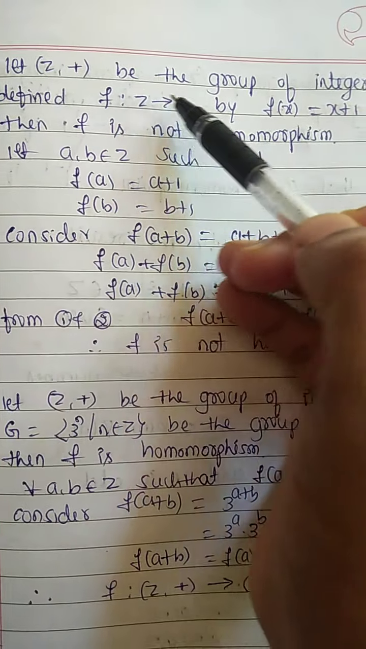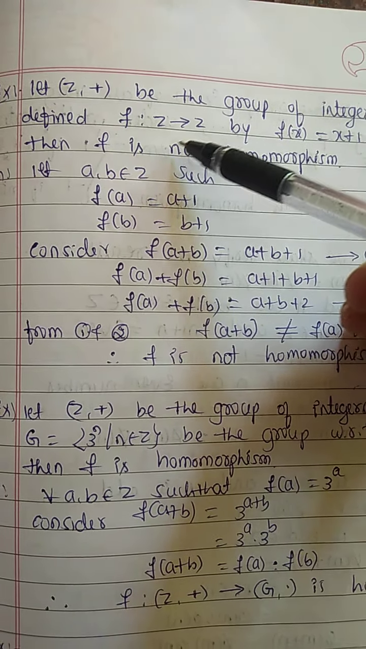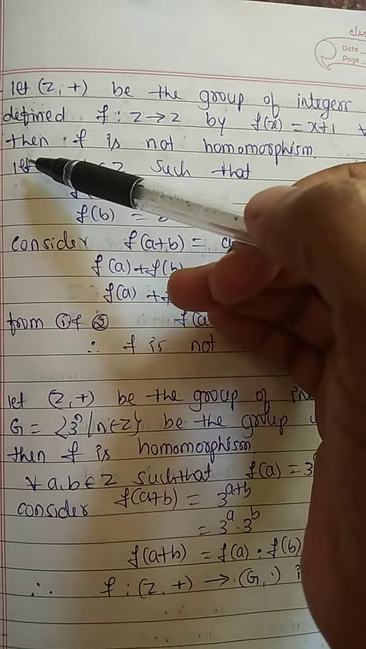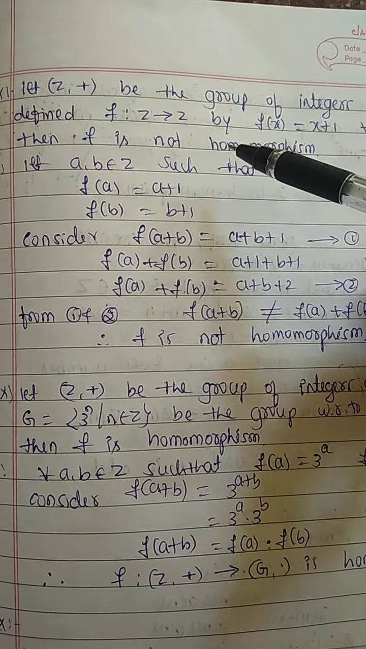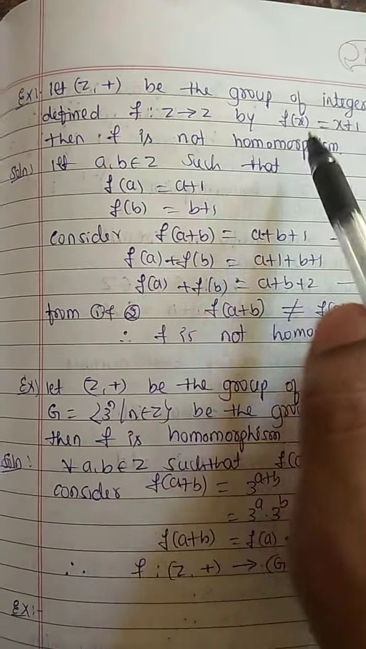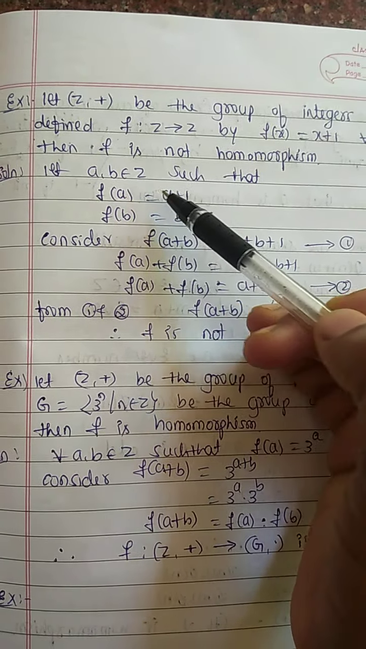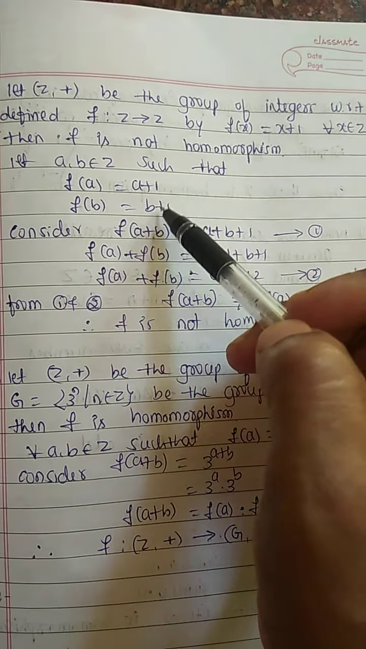Let (Z, plus) be the group of integers with respect to addition. Define f from Z to Z by f(x) = x + 1 for every x belongs to Z. Then f is not a homomorphism. Consider a and b any two elements of Z such that f(a) = a + 1, f(b) = b + 1.